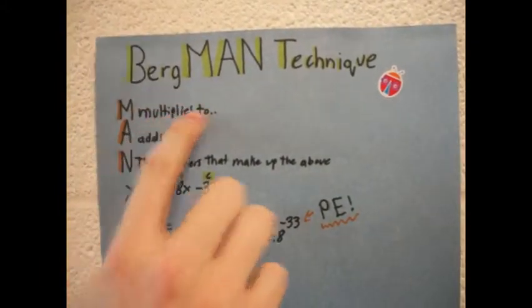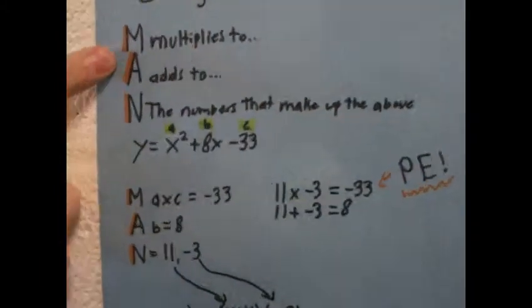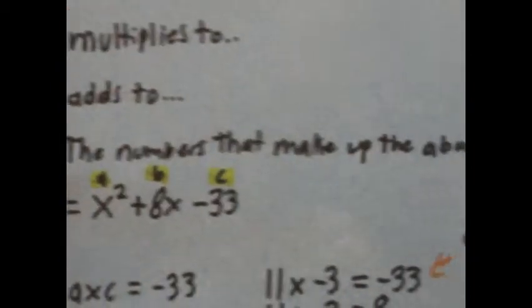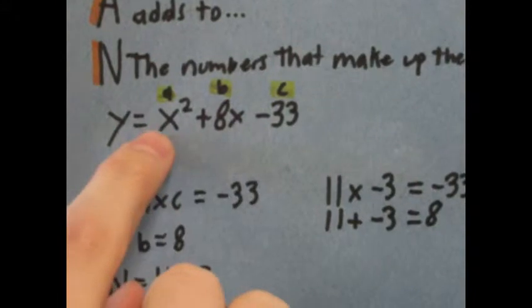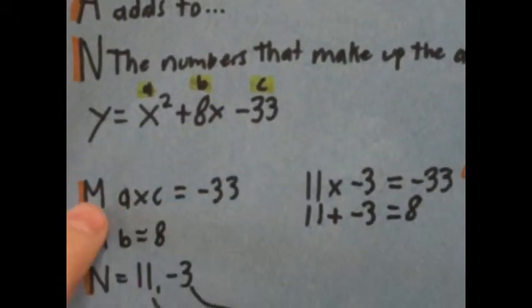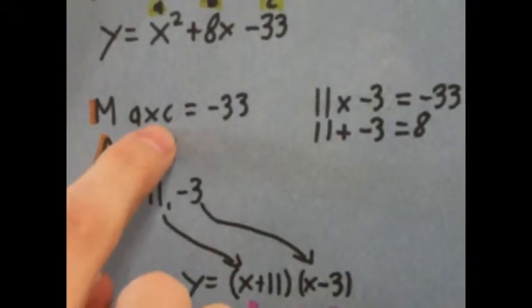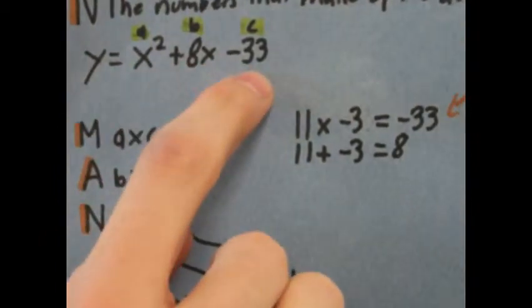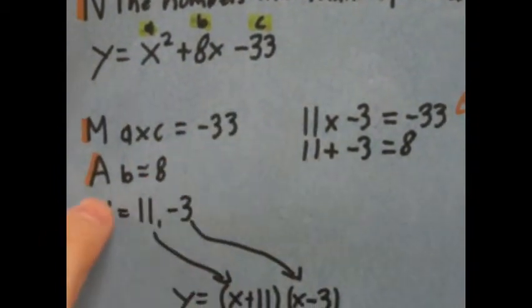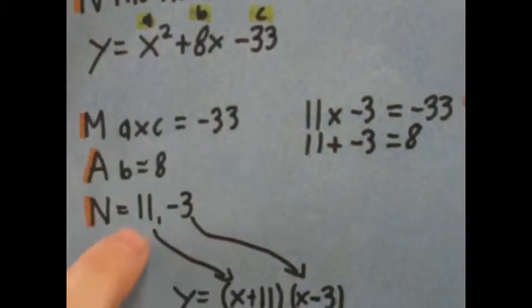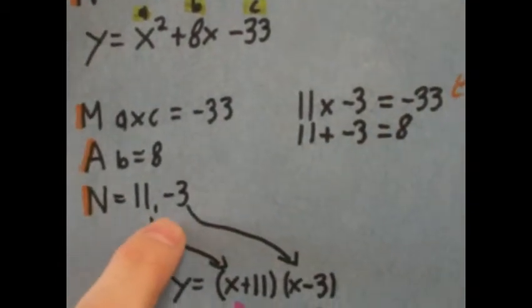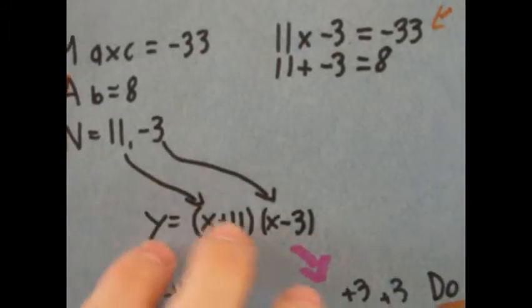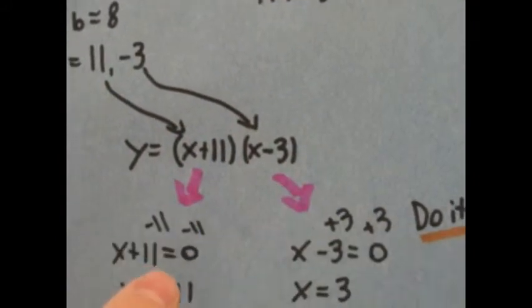We're back with Bergman technique, where man comes from multiplies to, adds to, and then two numbers that make up the above. Here we have a standard form equation, a, b, and c. We need to figure out what multiplies to a times c, in our case it's x times negative 33 equals negative 33, and adds to b, in our case is 8. And through process of elimination, we found that those two numbers are 11 and negative 3. So we bring our factors and put them into our factored form equation.